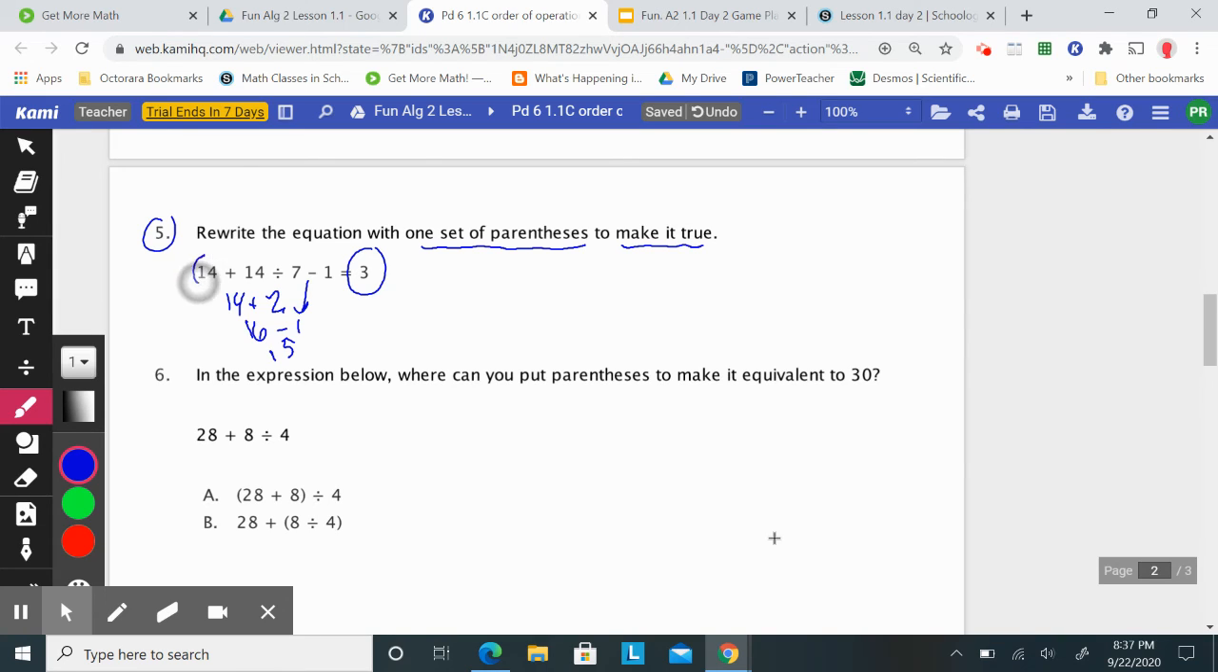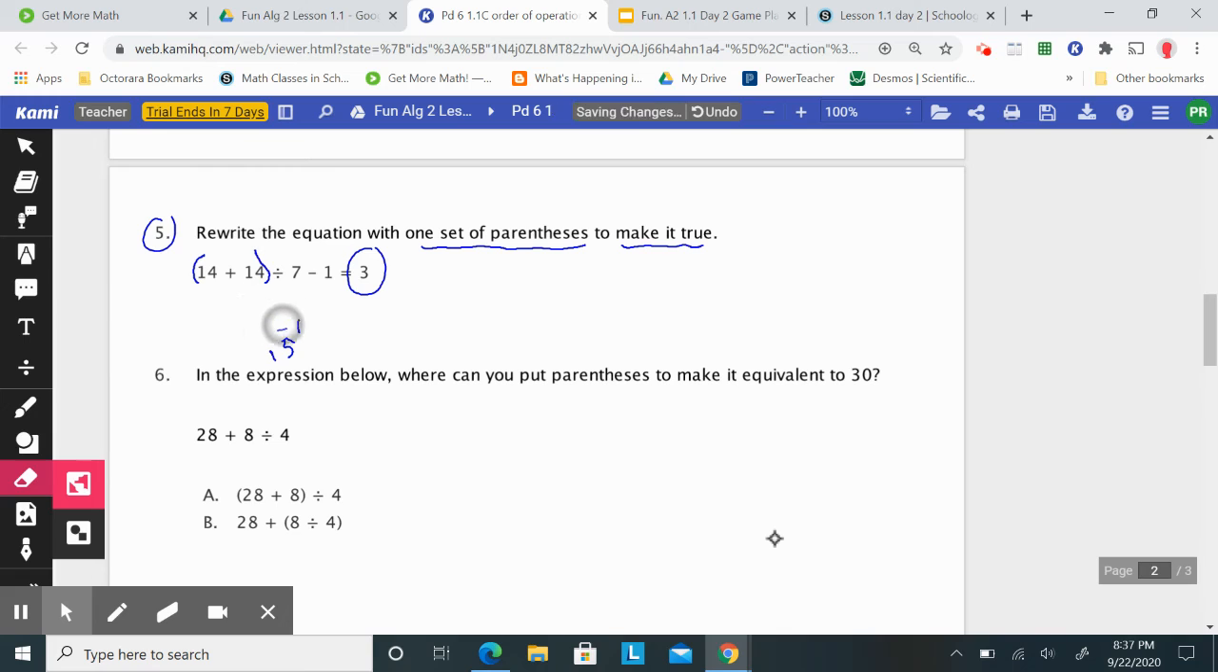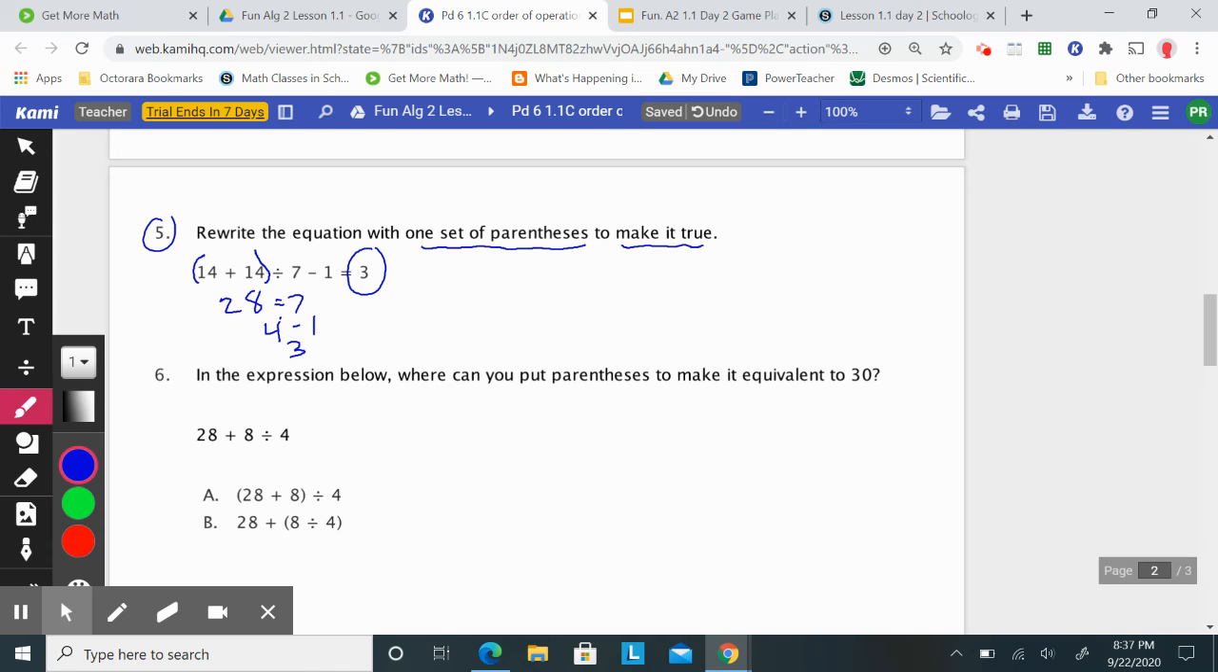I want to do the addition first, so I need parentheses. So let me erase what the problem would be without parentheses. Now let's test it with parentheses. 14 plus 14 is 28. Do that first because I put parentheses around it. Then I divide by 7, which is 4. Then subtract 1, which gives you 3.